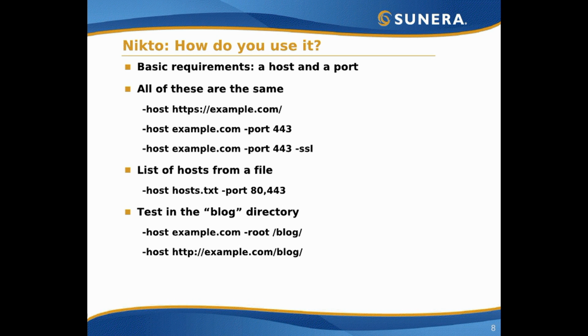There's more than one way to do these things. All three of these examples are exactly the same. All three are going to run against example.com on port 443 with SSL. The first one and the last one actually specify SSL in the command line, and the middle one will figure it out. It's going to try SSL first, and if that works, it goes ahead and does a test. If it fails, it will try HTTP without the encryption and go ahead and run the test.